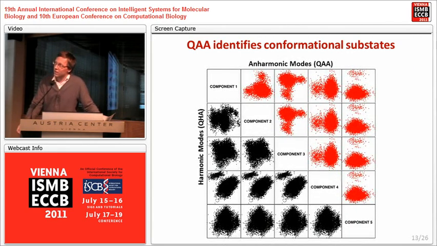This is now a more thorough comparison between the quasi-anharmonic modes and the standard principal component modes, which are shown in the lower triangular depiction. So these are two-dimensional projections. And you can see that this is why this method has been useful for us for identifying substates, because there are these outlier points in the QAA projections which correspond to rarely accessed states. That's what we're after.